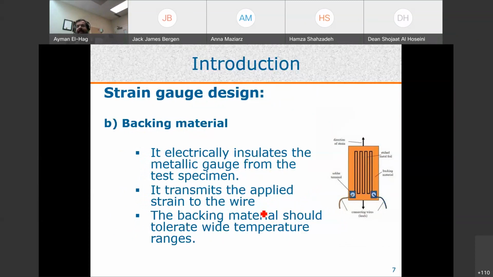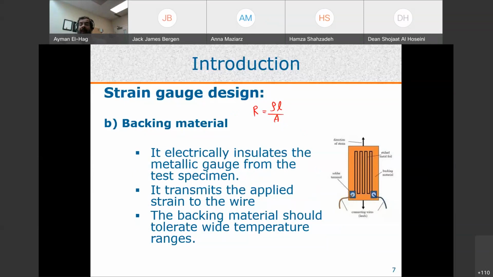Now, this is a resistance, actually. It's a wire. The wire has certain resistance. And we know that R, the resistance of a wire, equals rho L over A. L is the length, A is the cross-sectional area, and rho is the resistivity, a material property.